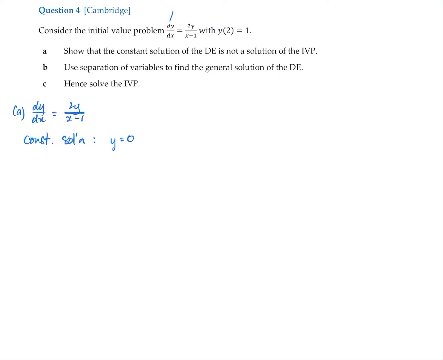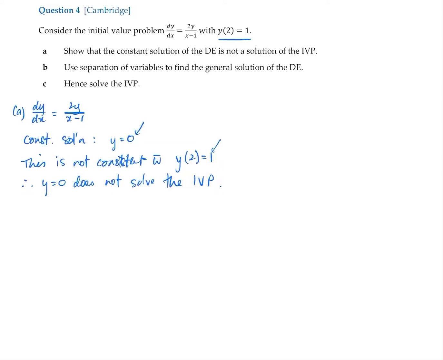Okay, so what am I doing? Showing that it's not a solution of the... Okay, so y equals 0 doesn't work with this, does it? All right, so what I've written, this is not consistent with y of 2 equals 1. You cannot produce a value of 1 with this function. Therefore, y equals 0 does not solve the initial value problem. That's a recognized abbreviation.